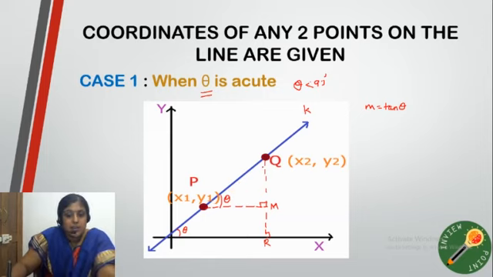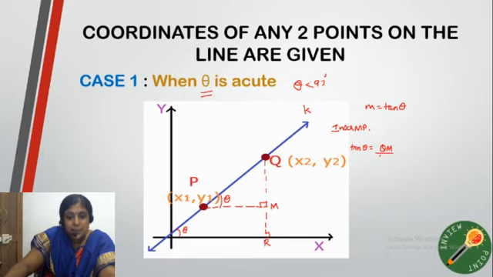You can see that this triangle QMP is a right angled triangle. So find the value of tan theta. In the right angle triangle QMP, tan theta is equal to opposite side by adjacent side, that is QM by MP.